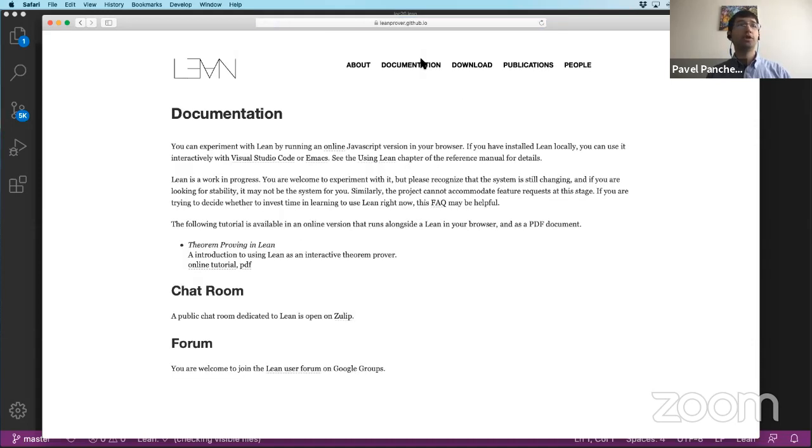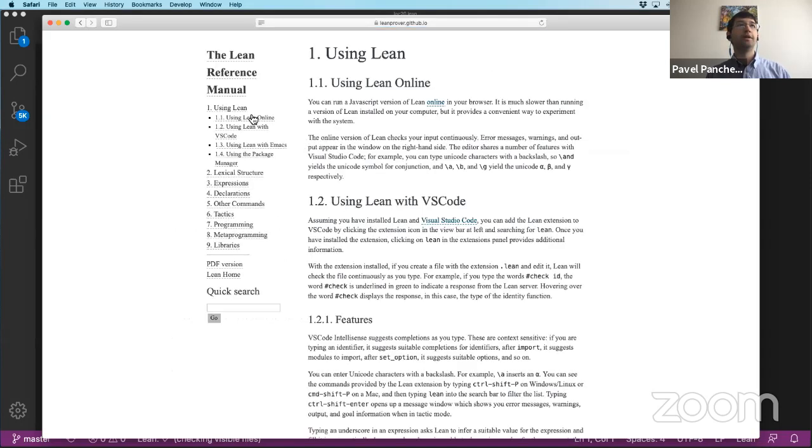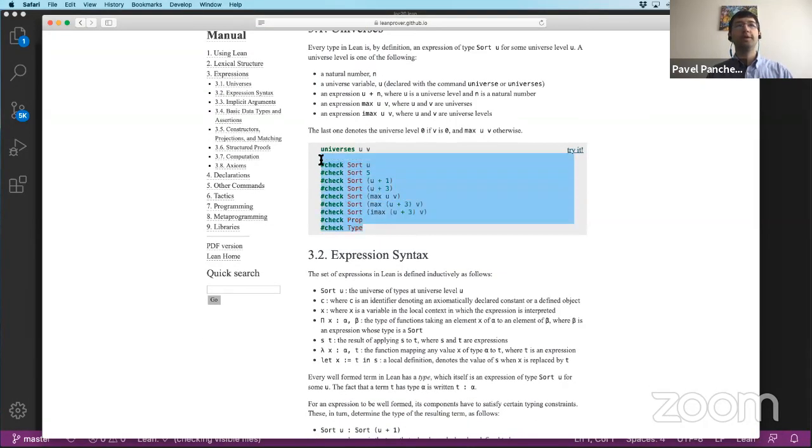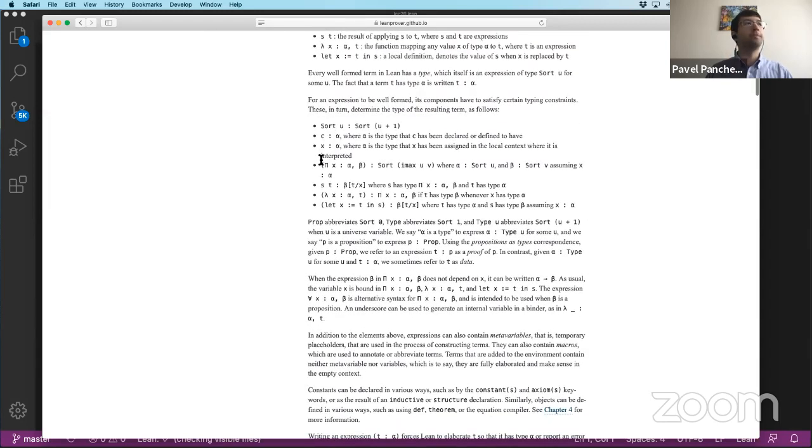So if you're interested in Lean after the fact, you should go to leanprover.github.io. That's their webpage. In the documentation, there is a whole reference manual that you can look into that can teach you a little bit about how to use Lean, what the syntax is, how you can do various things in it.